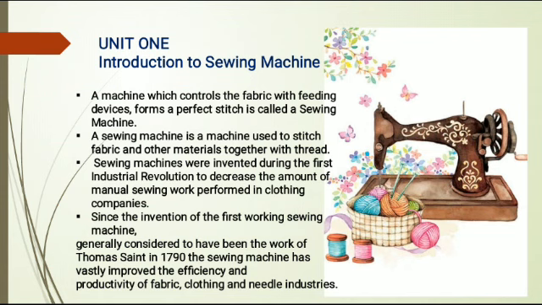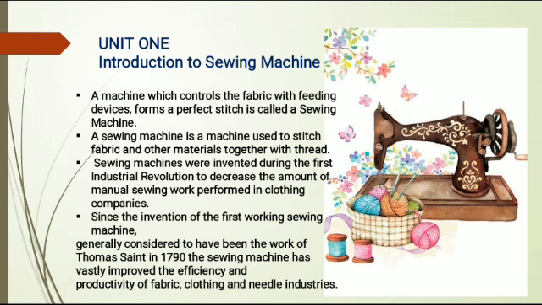We all bring fabric from the market, then we give the fabric a perfect body shape, then we wear it. We cannot wear fabric directly because that is not going to be suitable on our body. So that machine which controls the fabric with a feeding device gives the fabric a perfect body shape. That machine is called a sewing machine.